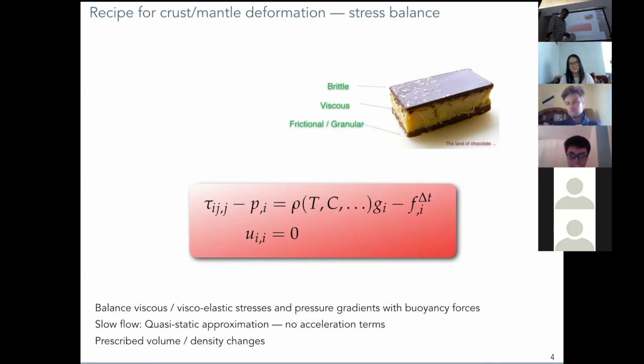We want some form of mass conservation or volume conservation, and incompressibility is an extreme end member, but it's actually hard to deal with, so we can leave that. It makes life harder.